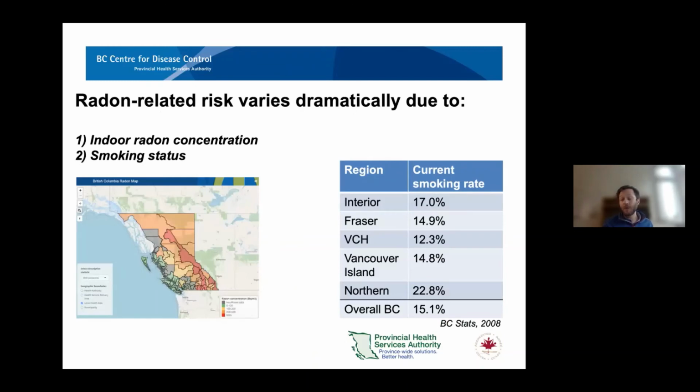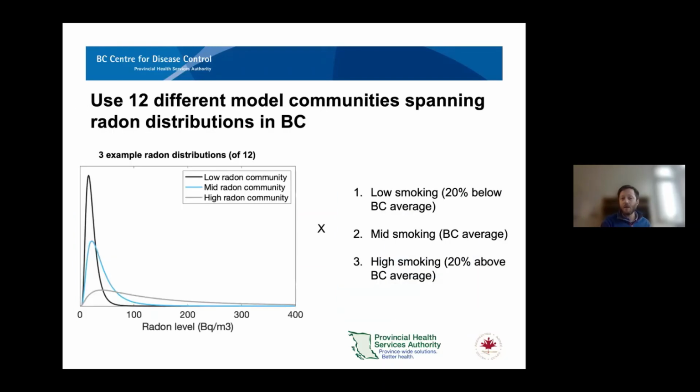So just returning to this now, I've walked you through that first panel, number one, thinking about the indoor radon concentrations and how that impacts the risk. But the second panel is important too, the smoking status. To consider that and help communities grapple with that, we've also begun to model the effects in communities with different smoking rates. So now what we're going to be walking through is the same thing in terms of radon, 12 different radon communities, but crossing that with 3 different smoking communities. So really we'll have 36 different model communities across these curves, you can imagine it as.